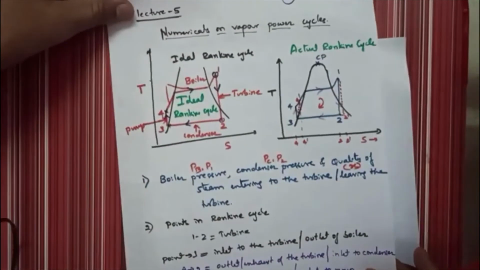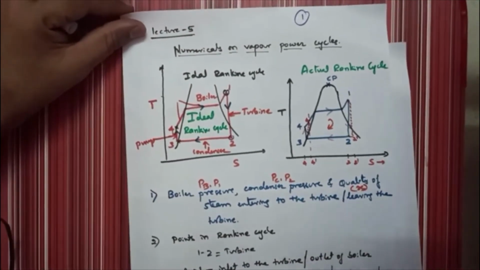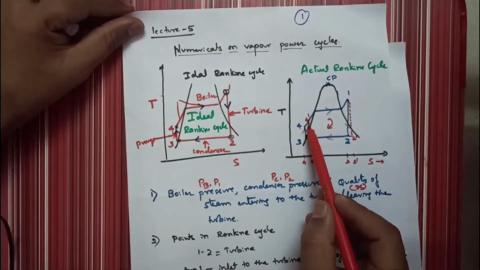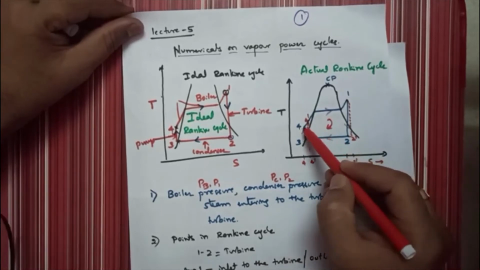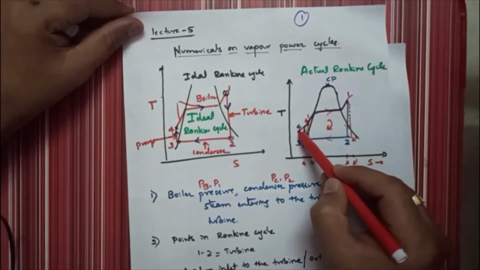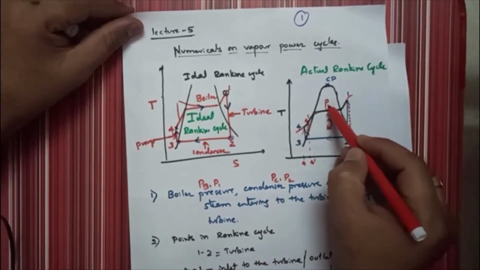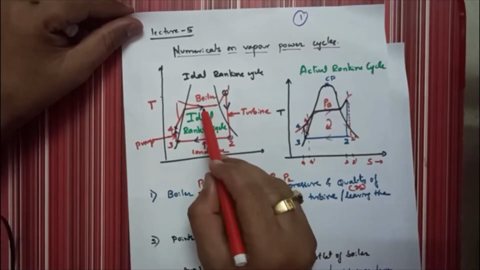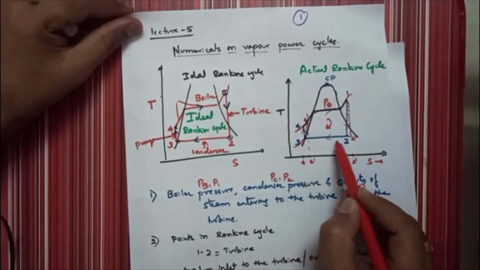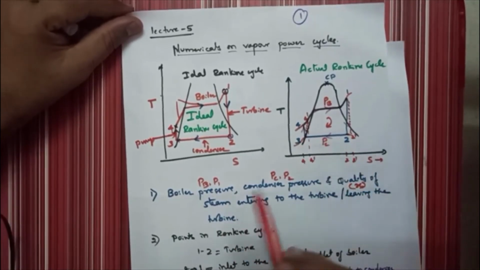Dear students, observe carefully, I need your attention here. Pump is nothing but 3 to 4. Here is also 3 to 4. Okay, so 4 to 1 is one pressure line. This is the boiler. I will take it as PB. Here I have marked boiler pressure PB. And 2 to 3 is condenser pressure. This is another pressure, this is condenser pressure.